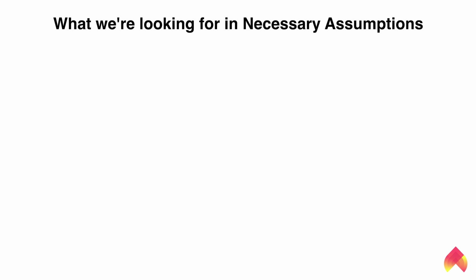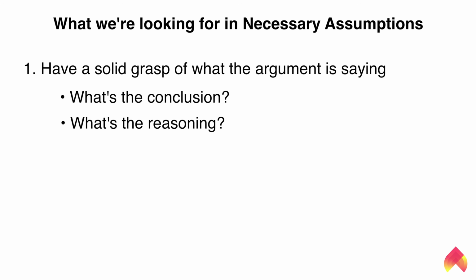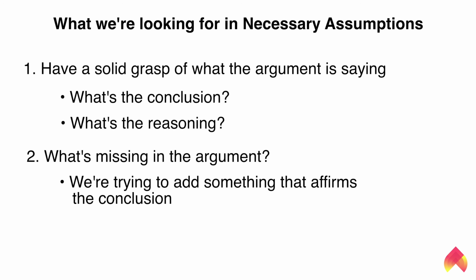With this question type, we are looking for two things, just broadly. Number one, we want a really solid grasp of the substance of the argument. We want to be able to pinpoint exactly what our conclusion is and what information the stimulus is giving us to back it up. From there, we need to figure out what's missing from the stimulus. What information is left out that we would need to affirm our conclusion?